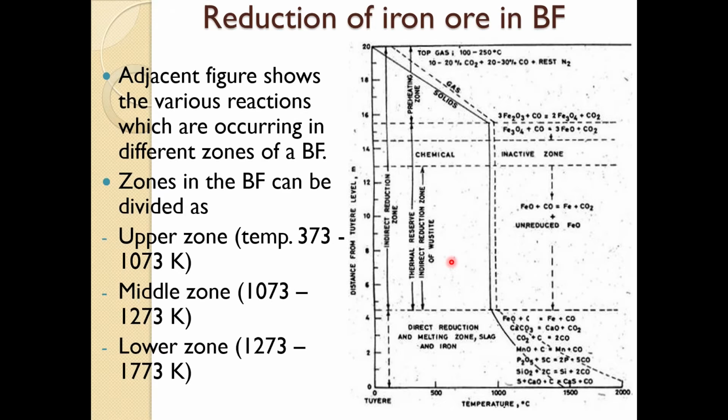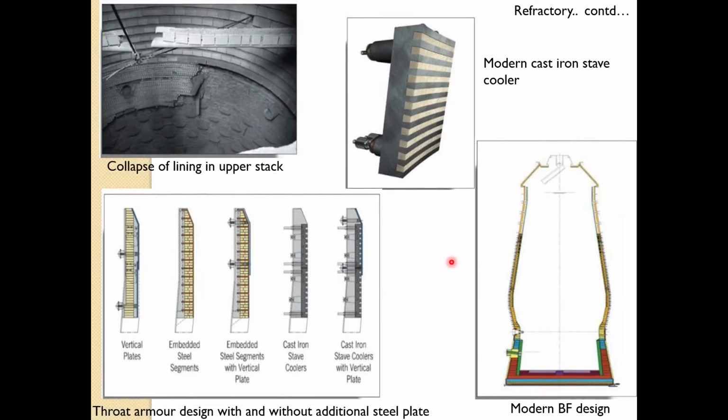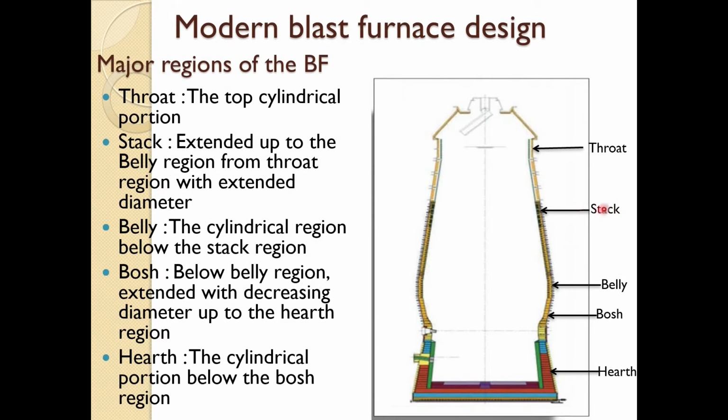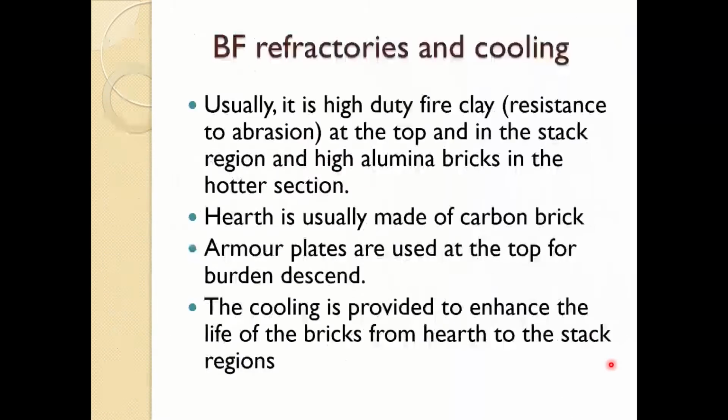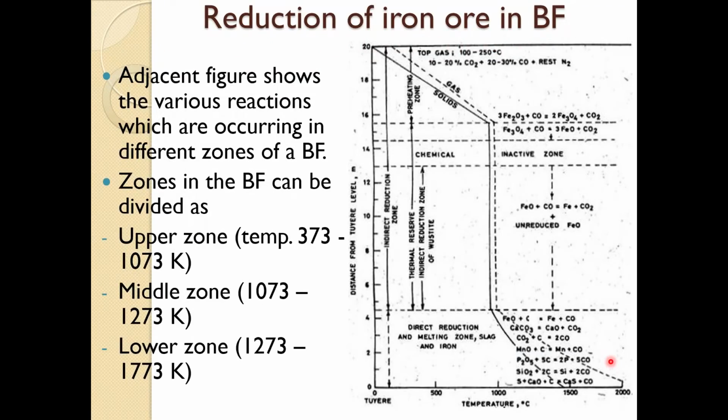The reduction of iron ore in the blast furnace. This figure shows the various reactions occurring in the blast furnace. As you know, there are various regions: the throat region, stack region, belly region, boss and hearth. Now we will talk about these one by one, and what sort of reactions occur.